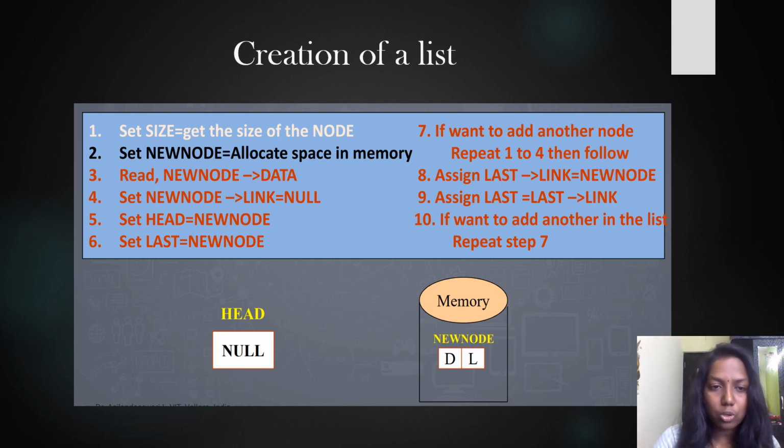To create other nodes, we have to follow the same procedure and just assign the new node link to the subsequent nodes. Then we assign the last link as the new node, and the last is equal to last link. This again helps us to create another node. To proceed, we just carry on, that is, continue all the four above steps.